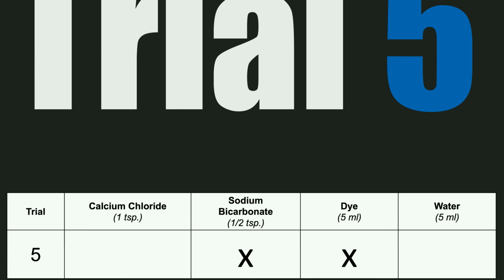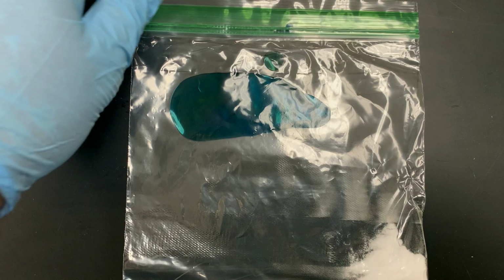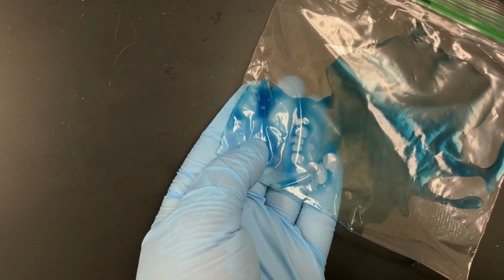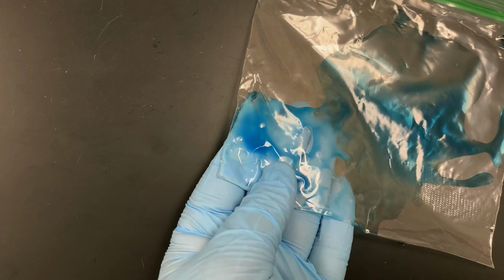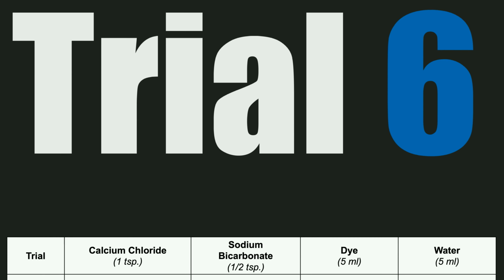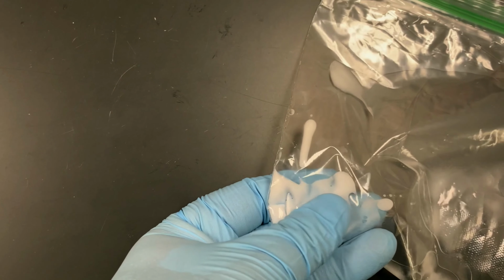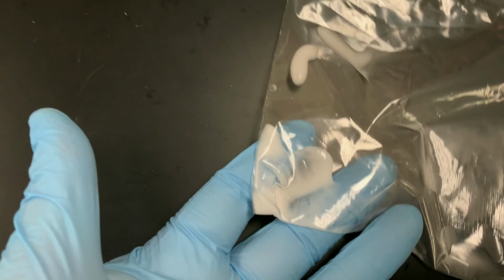In trial 5, we're going to mix together sodium bicarbonate and dye. And when those two things are mixed together, the reaction is going to feel cold. So my observed change is that it becomes cold. For trial 6, we're going to mix together sodium bicarbonate and water. And for this reaction right here, when those two things are mixed, this also feels cool to the touch. It became cold.